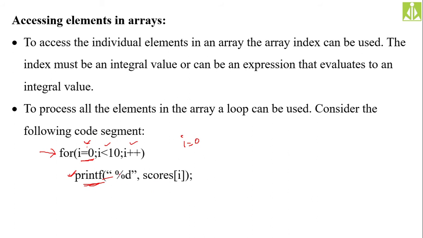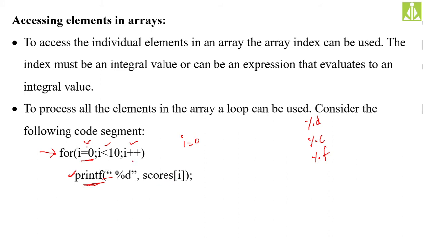So printf of %d, where %d is a control string used for integers. %d for integers, %c for characters, %f for float and double. Likewise, you have to remember these things. So we are using the printf function, and scores of I is nothing but, initially the I value is 0, so scores of 0. This will print the 0th element from your array, the first element from your array.